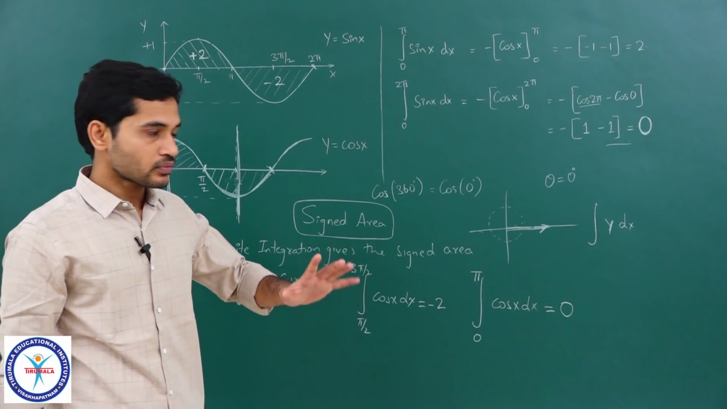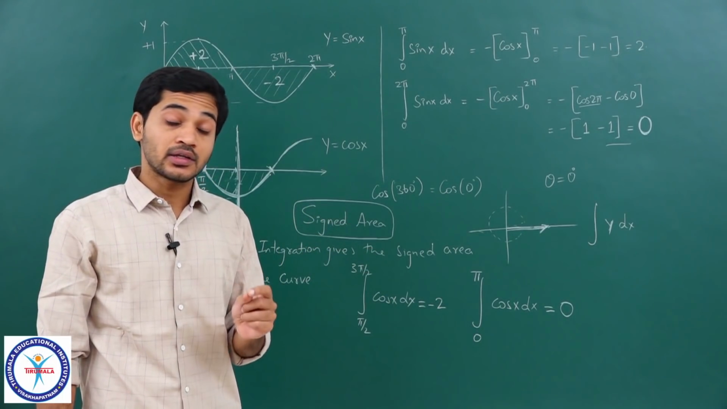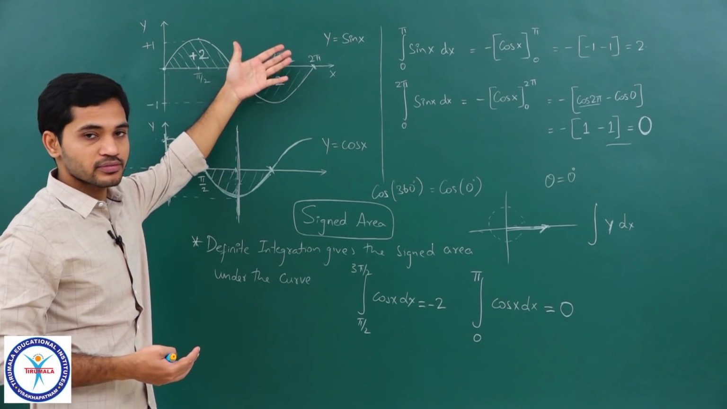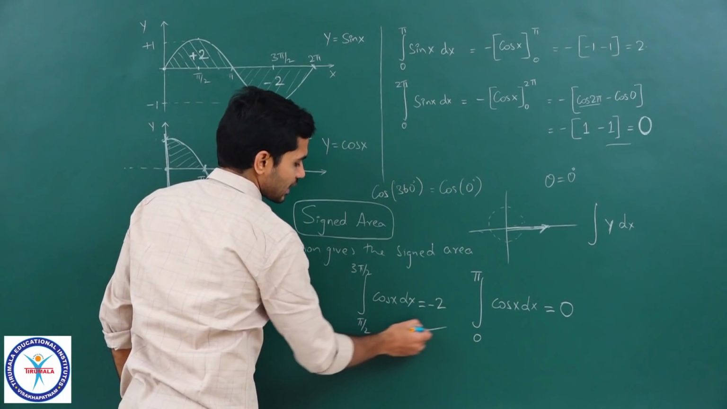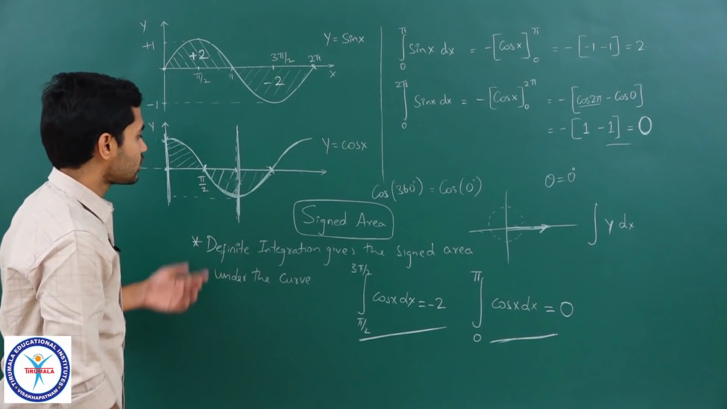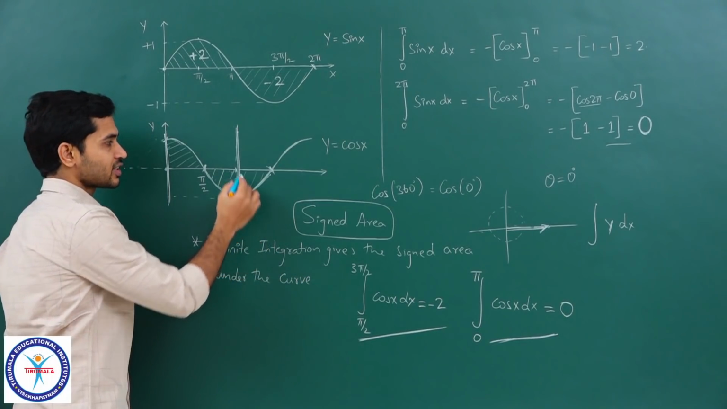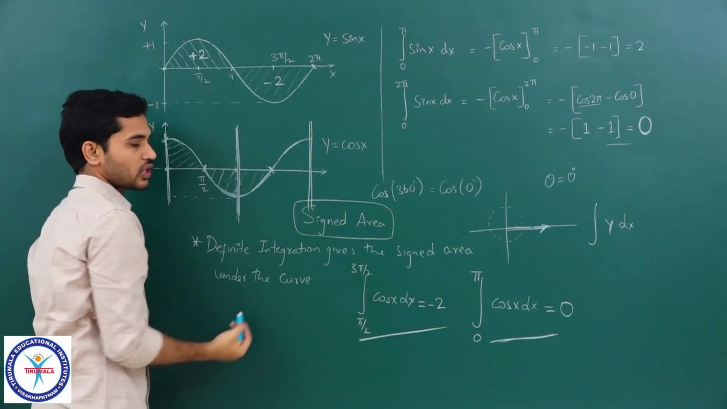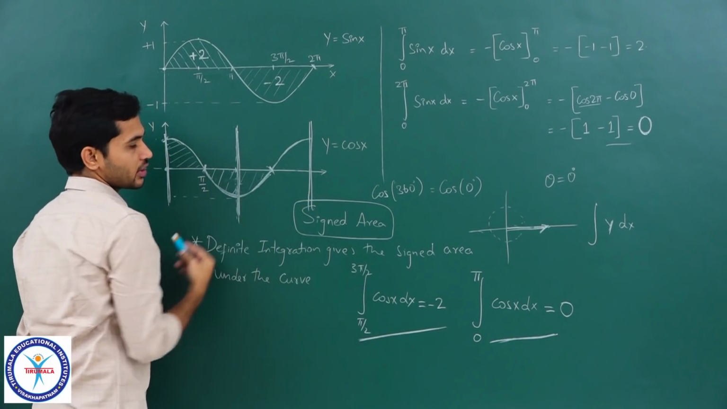So, whenever you are integrating a function, please keep in mind that you are calculating the signed area, in the sense above x axis positive, below x axis negative. Sometimes just by looking at the graph, we can easily tell the answers without even calculating. Even in this question, if they ask you what is the area under the curve for cos x between 180 degrees and 360 degrees, you can easily say that it would be 0, right, because this is negative area, this is positive area.